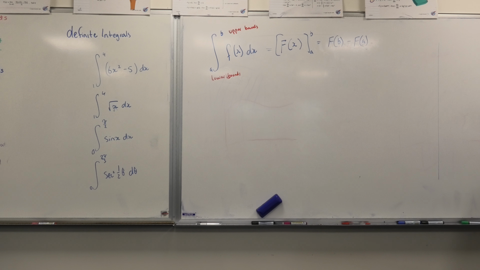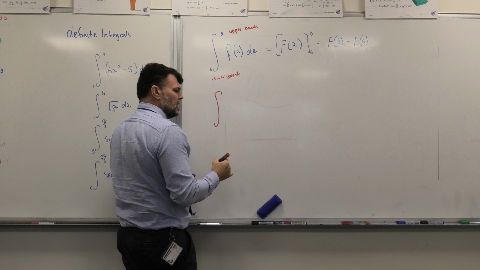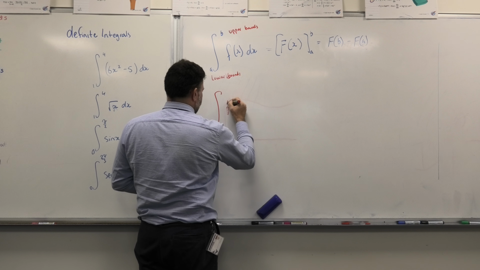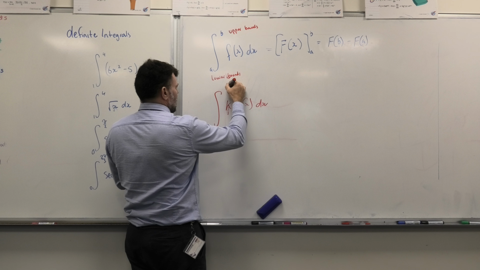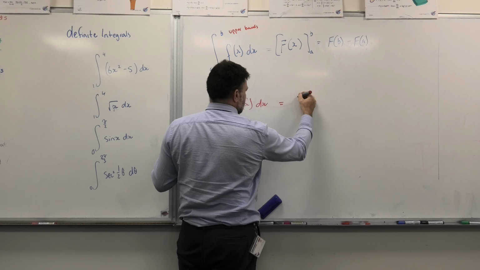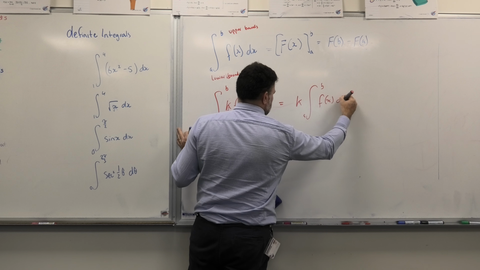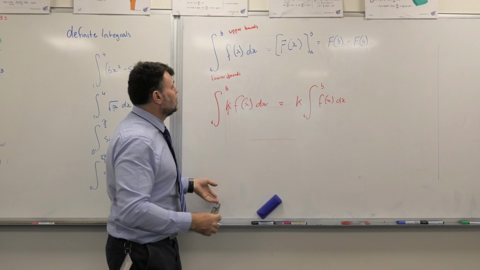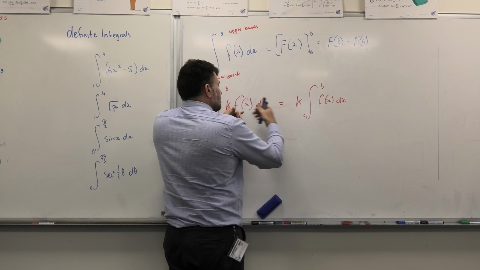Remember, if we had an integral of some function, k f of x dx, with boundaries b and a, we could rewrite this as k times the integral from a to b of f(x) dx. So we can apply this same rule we use with indefinite integrals to definite integrals, because we're not actually integrating the constant, we're integrating the function.